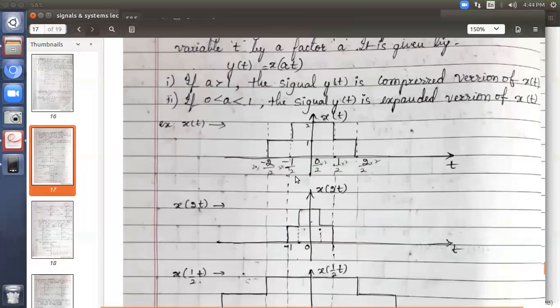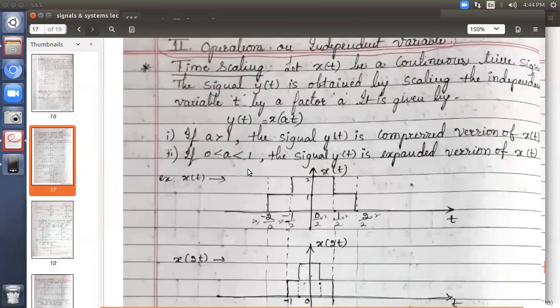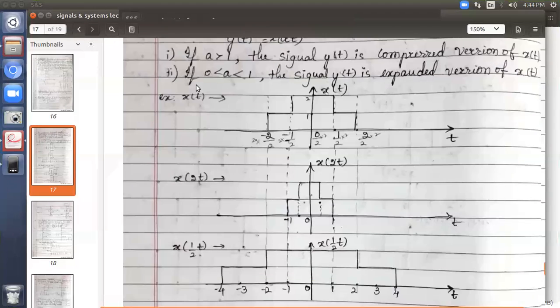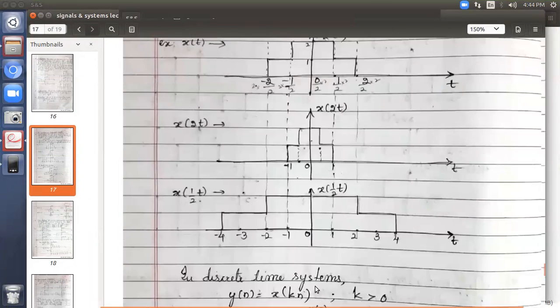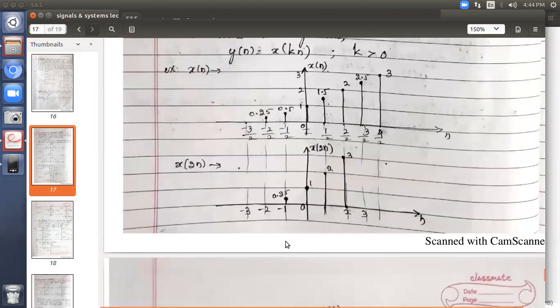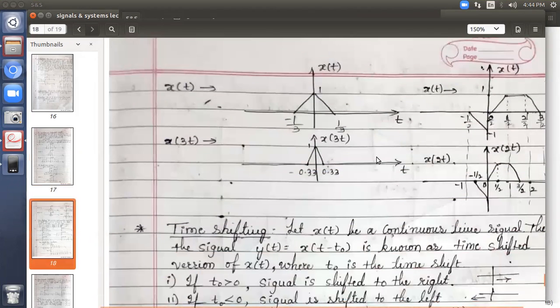So in this session, we have completed time scaling. One example on continuous time signal, that is 2 into t and half of t. One is compressed, one is expanded. Similarly for discrete. So in the next session, we will be taking a few more examples on time scaling, and if time permits, we will start time shifting.